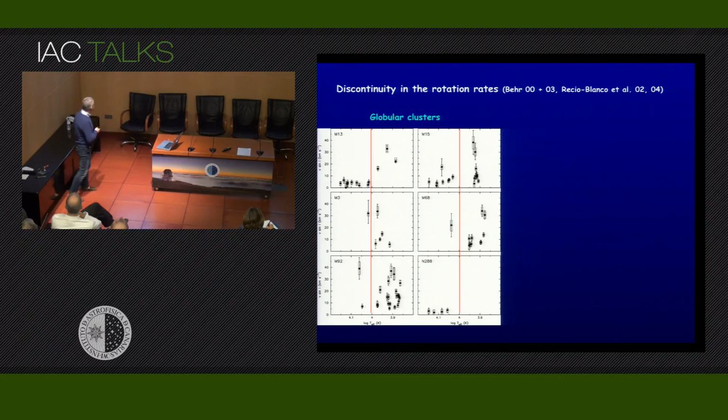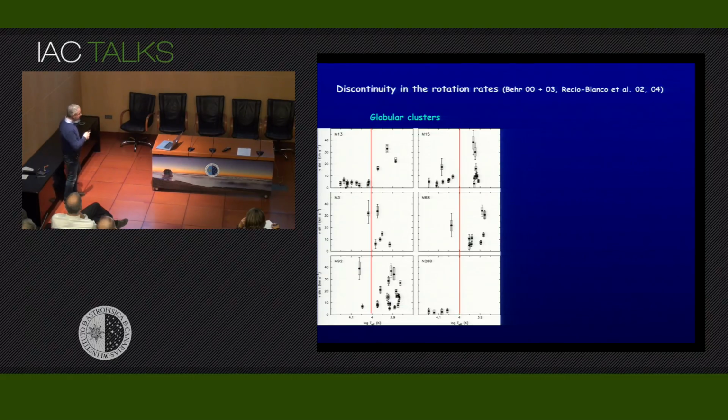When you analyze in detail the rotational pattern of horizontal branch stars in globular clusters, what was found once again by Behr was that cool horizontal branch stars rotate, with an average v sin i velocity of the order of 20 km per second. That is a huge amount. The hot horizontal branch stars do not rotate. The average velocity is around 4 km per second, compatible with no velocity at all when you account for the error.